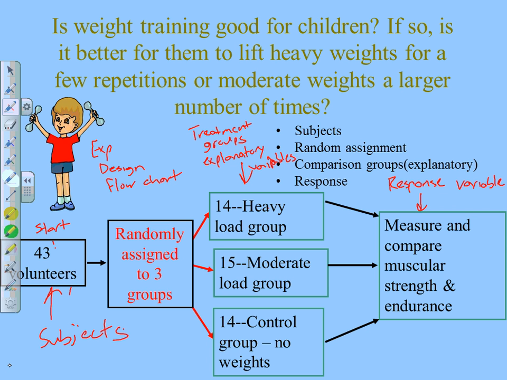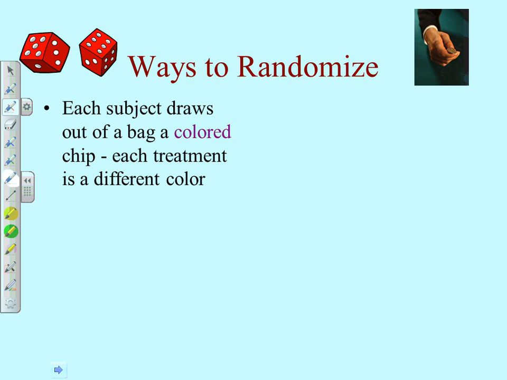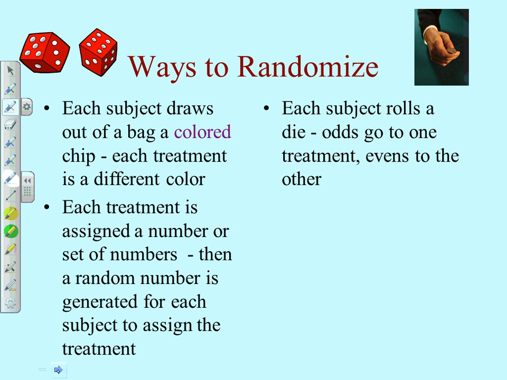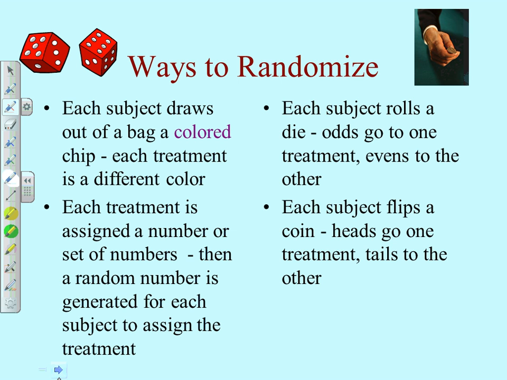Now, there are ways to randomly assign these three groups. The key is to make sure it is randomly assigned. You don't want people to volunteer to go in any group. Volunteering is good just to get your subjects, but volunteering is bad when you are assigning your treatments. Instead, we need to randomly assign. Can we randomly assign? We can have all sorts of different randomized process methods.